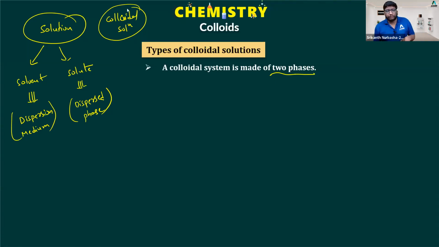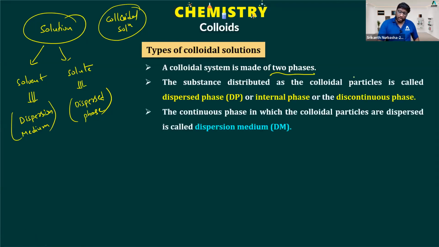The dispersed phase is the discontinuous phase, which means the particles are present at different points. The dispersion medium is like the solvent, which is the continuous phase. The substance distributed as colloidal particles is called the dispersed phase, internal phase or discontinuous phase. The continuous phase in which the colloidal particles are dispersed is called the dispersion medium. You can imagine the dispersion medium as a solvent, and the dispersed phase by analogy with the solute.